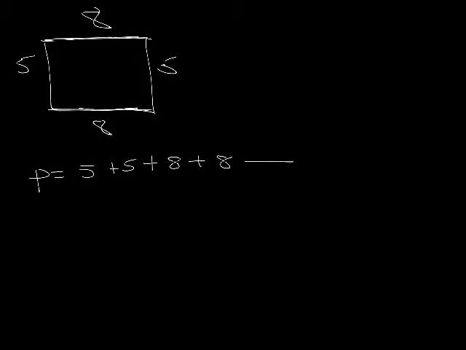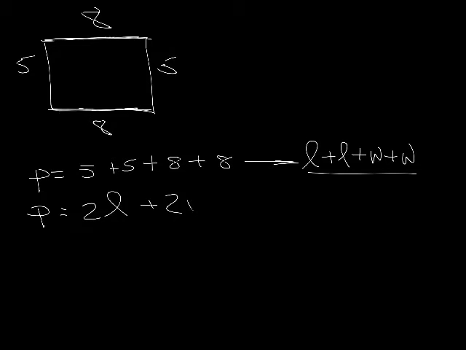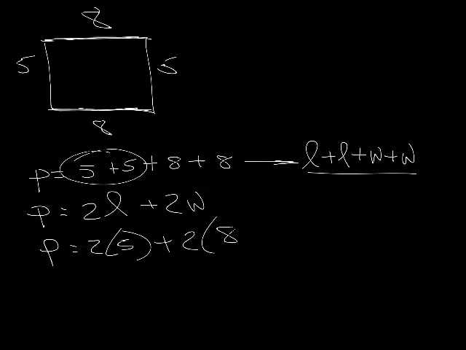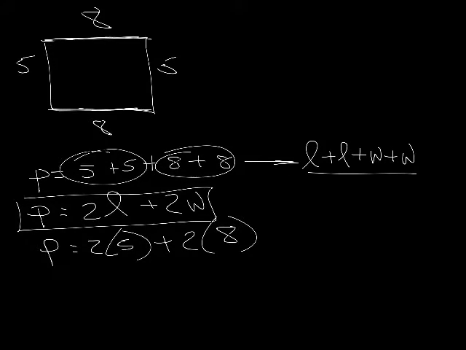What we did is we just took the length plus the width plus the width. Another way of writing this formula is 2 times the length plus 2 times the width, or 2 times 5, which is what we have here, plus 2 times 8, which we have here. So this would be another formula for writing it. You get the same answer either way, but that's how we do that.